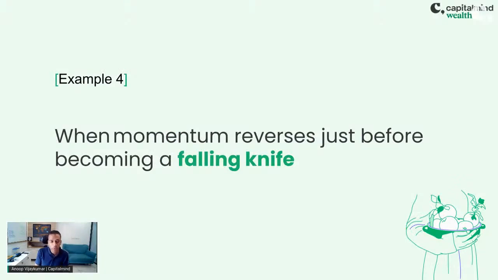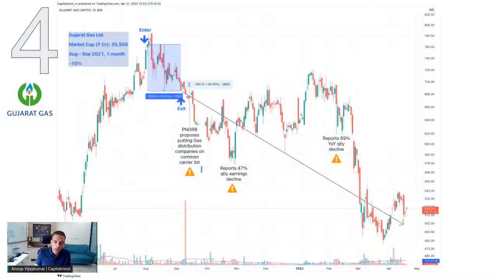This one's an interesting one where momentum reverses just before the stock becomes a falling knife. So this is not one of the wins. This is Gujarat Gas, which was in the portfolio for just a month. It got in at what turned out to be pretty much the top, which was one of the logical objections you might have thought of, saying wouldn't momentum just get in right at the top. In this case, that's what happened.